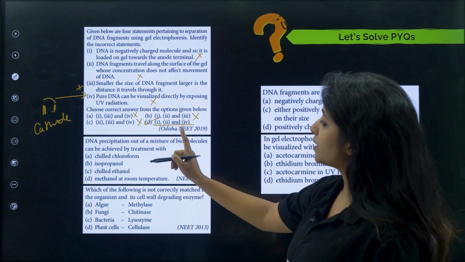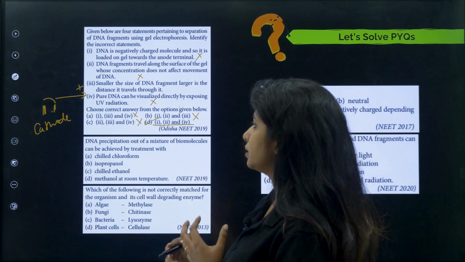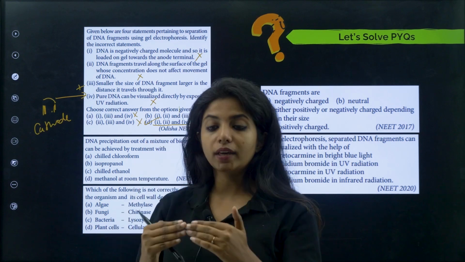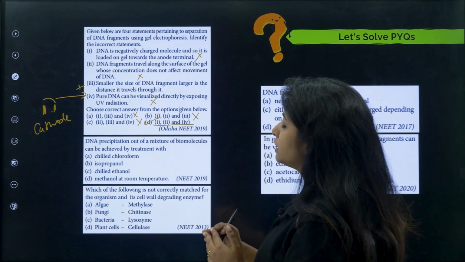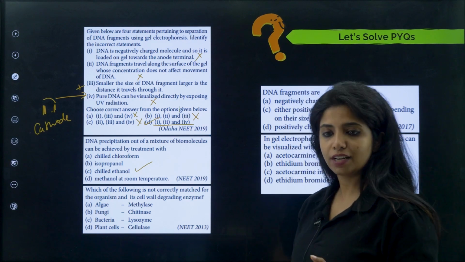Okay, DNA precipitation out of a mixture of biomolecules can be achieved by the treatment with. DNA precipitation, how can it be achieved? It can be achieved by the treatment with what, children? Chilled ethanol. NEET 2019 question.